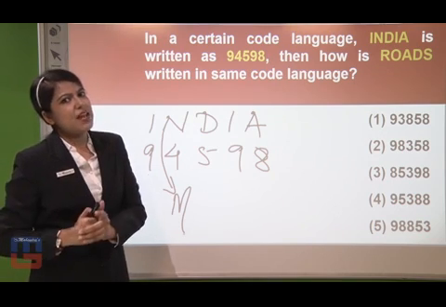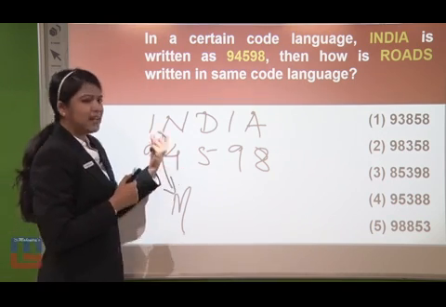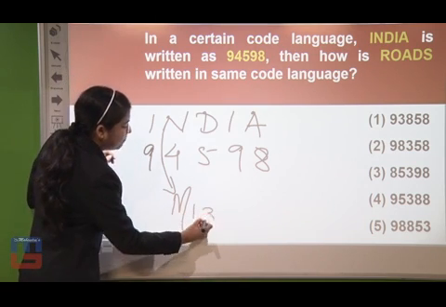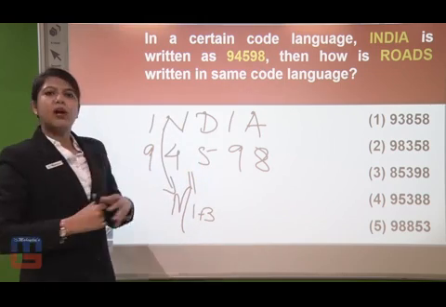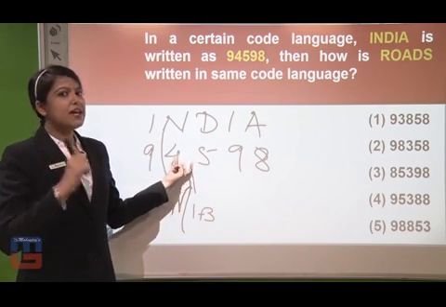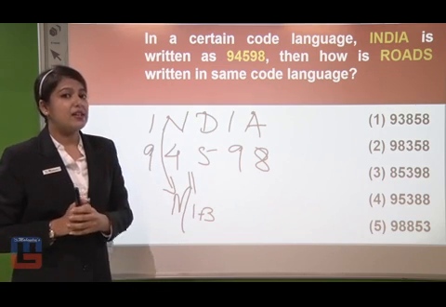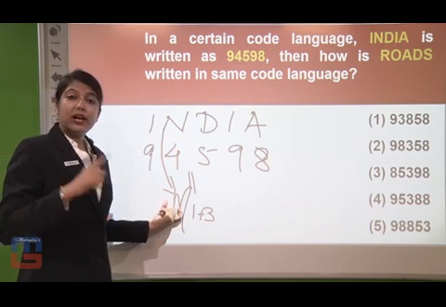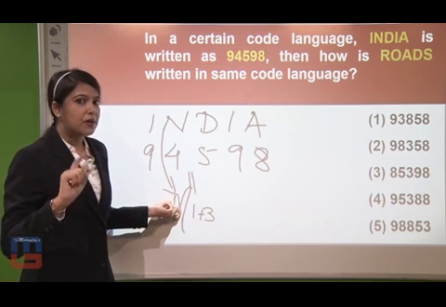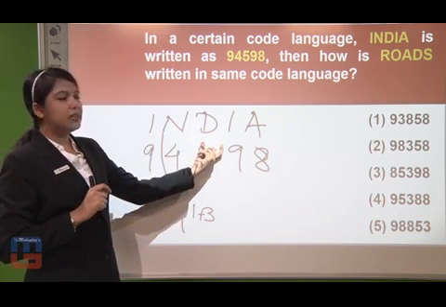If M's place value is 13, why is 4 written over here? No worries, because 1 plus 3 will be equal to 4. So we can conclude the condition like this: letters have been coded according to their opposite letters' place values, by adding them up. Clear? Now going further to D.